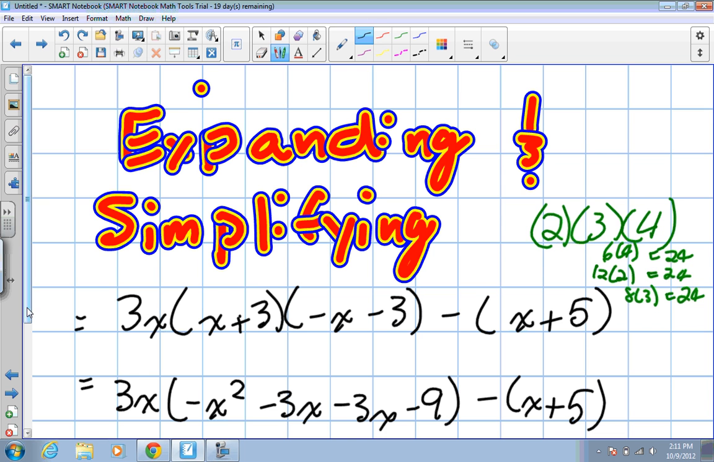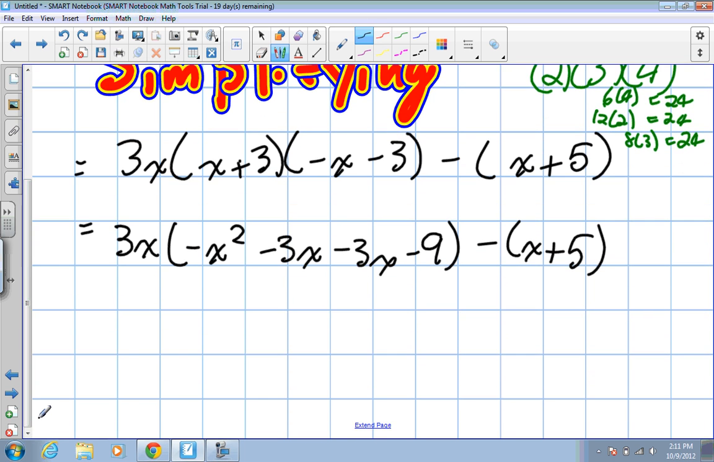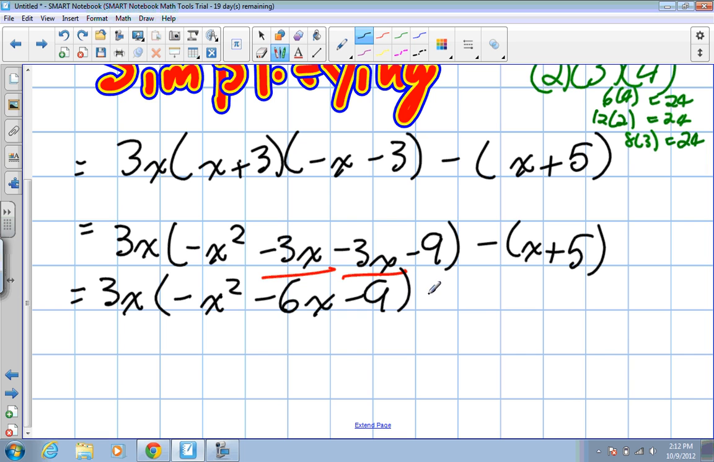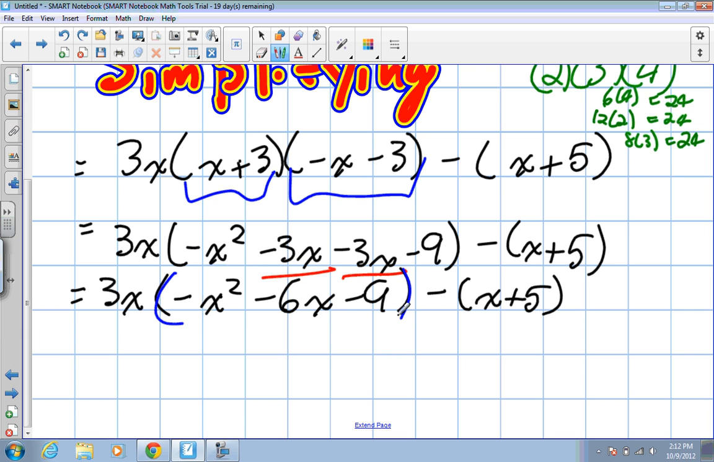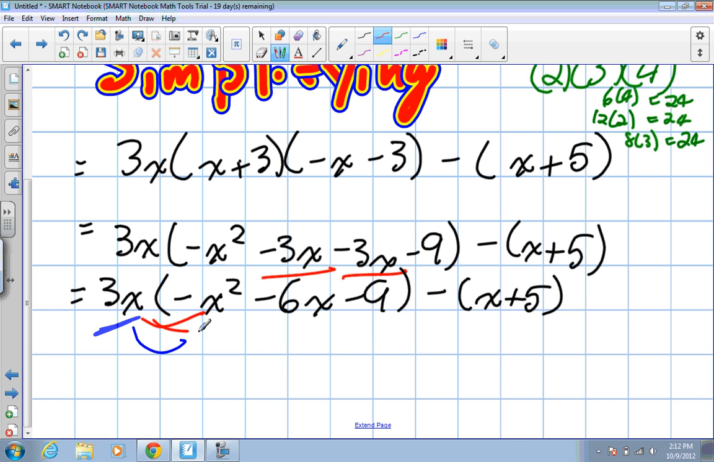Now that we've done that, we're going to collect our like terms inside. My like terms are both the negative 3x's. When I collect them, we're left with 3x times negative x squared minus 6x minus 9, subtract x plus 5. From here, I can now use my distributive property. I can take that 3x, because what we did is we multiplied this term times this term, and now it is just one term. Now we're going to multiply the outside inwards, or distribute it as it's also known. So we distribute this 3x to every single term inside of the brackets.